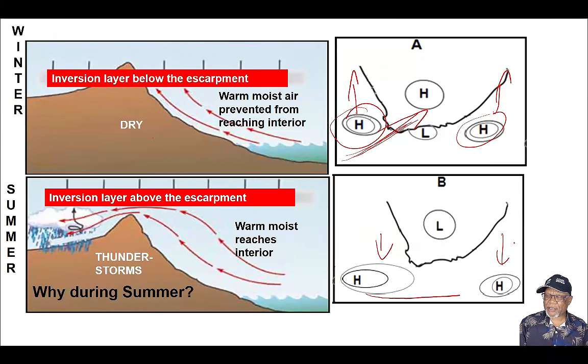The high pressure cells have moved southwards. Why did the high pressure cells move southwards? Because they are following the migration of the ITCZ. When the ITCZ moves southwards, the high pressure cells also move southwards. So what will be the impact of high pressure cells moving southwards? They are going to block the mid-latitude cyclones and stop them from flowing into the interior.